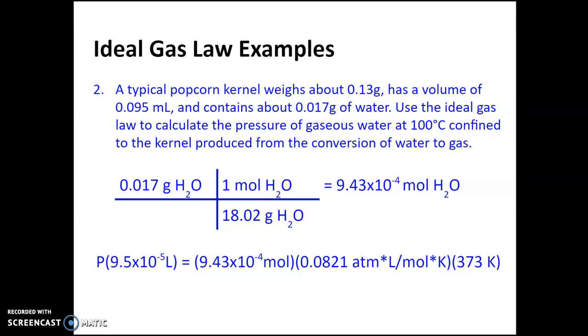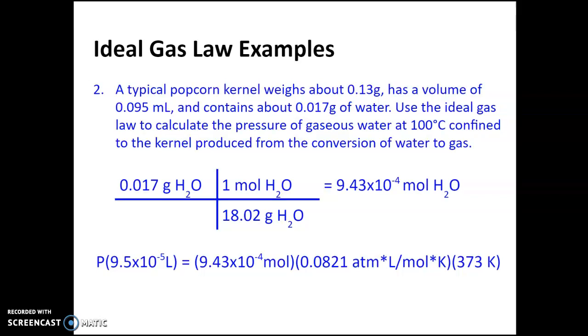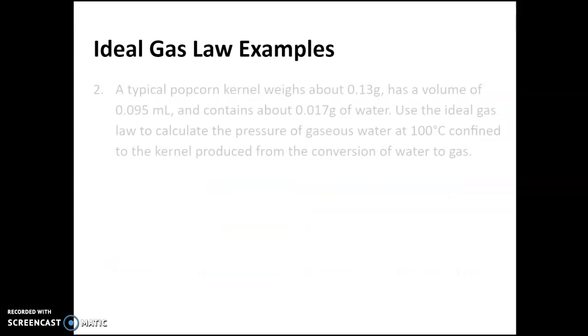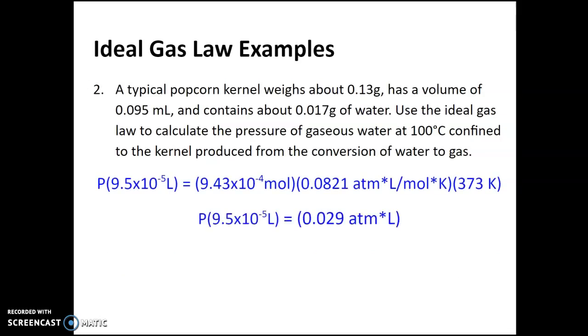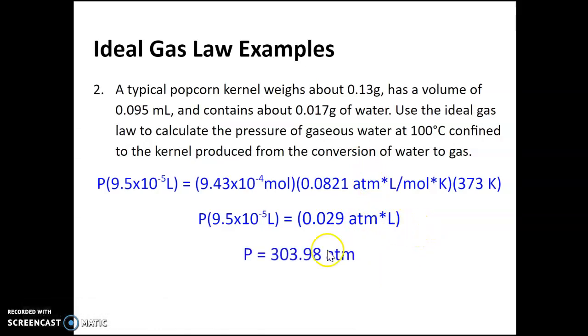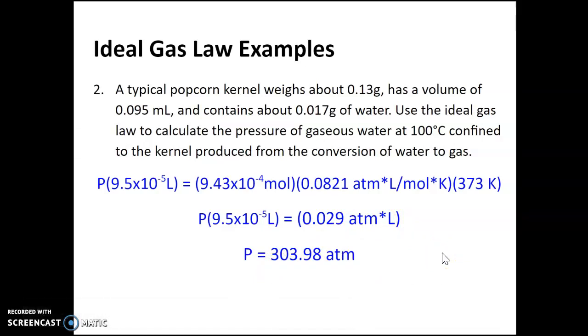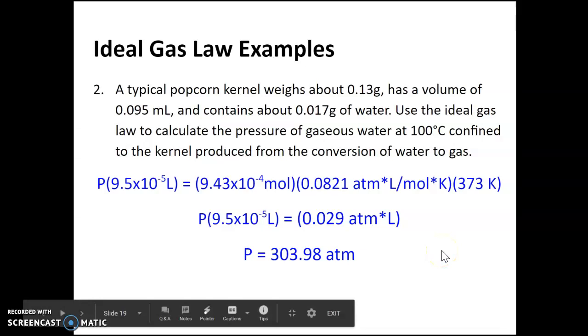to get my answer. So I can multiply the right-hand side all together and then divide by the left-hand side, and that should give me the pressure. All right, so there's the right-hand side all combined together, and you'll notice that I canceled out my moles and my Kelvin when I multiplied, so now I just have atmosphere liters. And then the pressure is going to end up being 303.98 ATMs. So that's about triple atmospheric pressure on Earth.